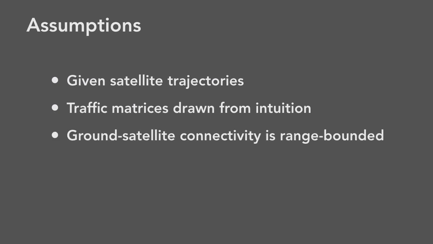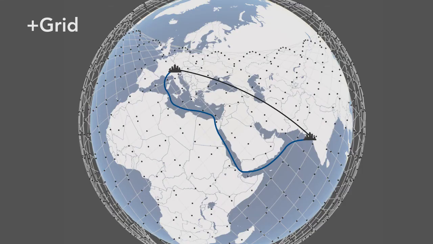Our focus is on the satellite to satellite connectivity. So we assume that the ground satellite connectivity follows a simple range bounded model. We treat plus grid connectivity, which I already touched upon earlier, as our baseline. On that last point, plus grid being the baseline, what are we trying to improve?